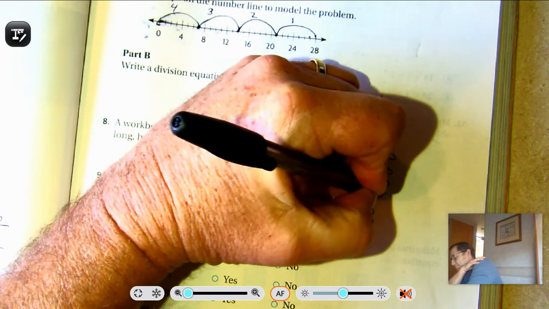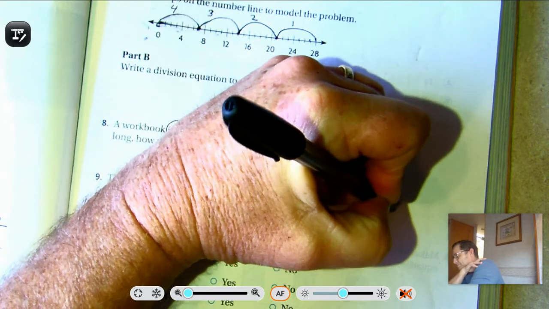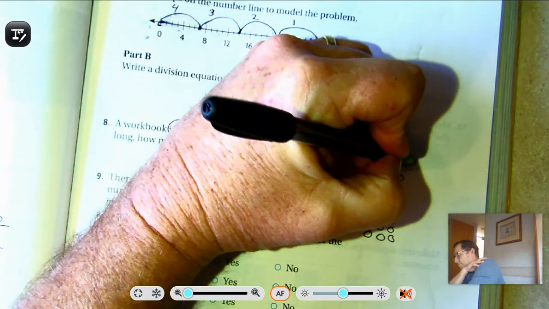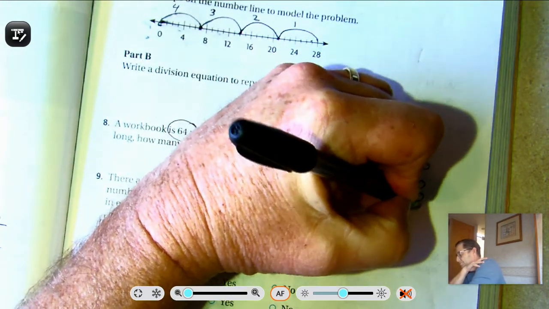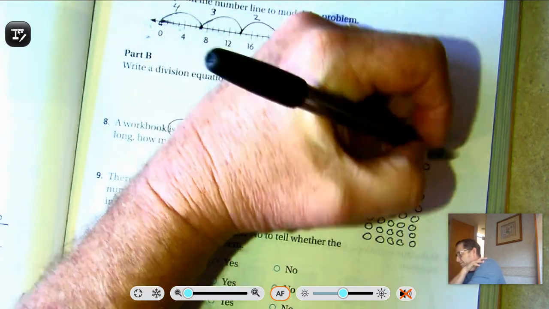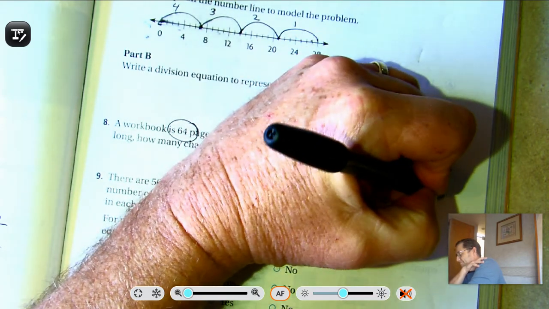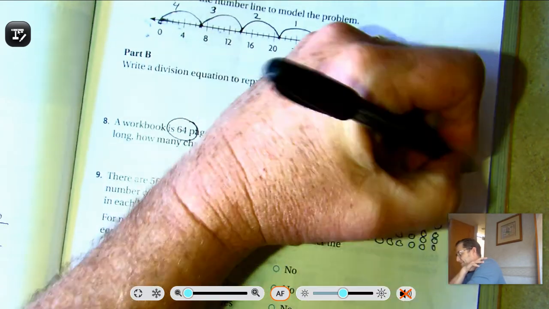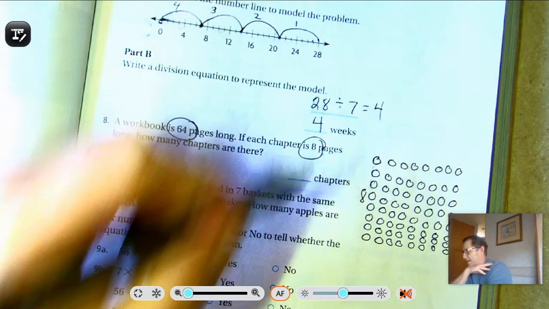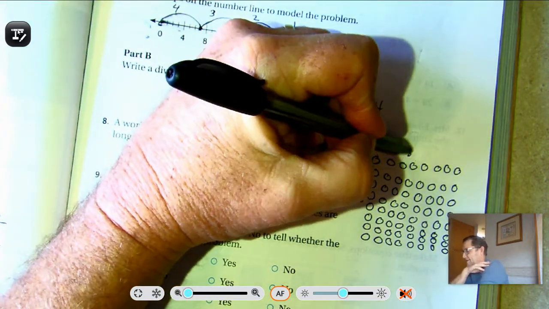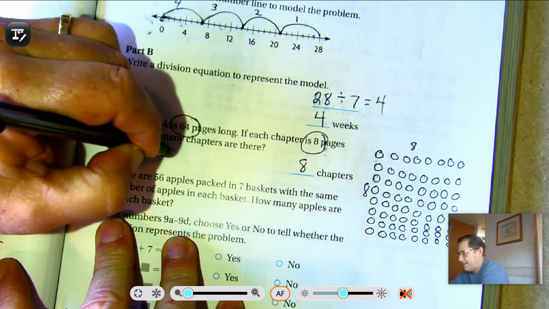So 16, 24, 32, 40, 48, 56, 64. So we have 8 rows of 8. All right, so there are 8 chapters. 64 divided by 8 equals 8.